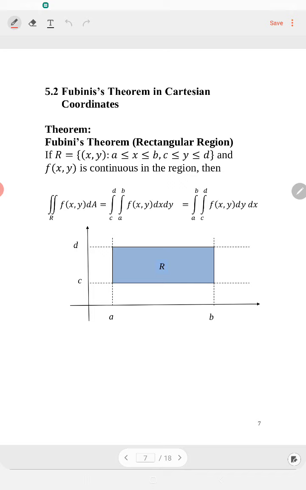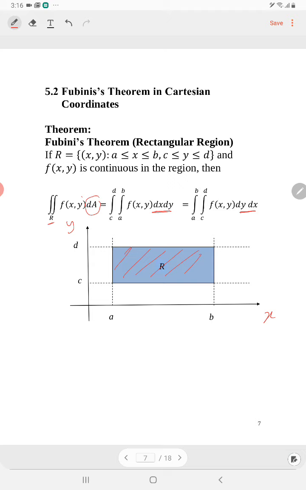Here, let's say your region R is rectangular. So we have a rectangular region, meaning that x is from A to B, and here we have the y-axis, y is from C to D. Then you can evaluate the integration of function f over region R by either integrating with respect to x first and then y, or y first and then x. So the order of integration in this case does not matter.